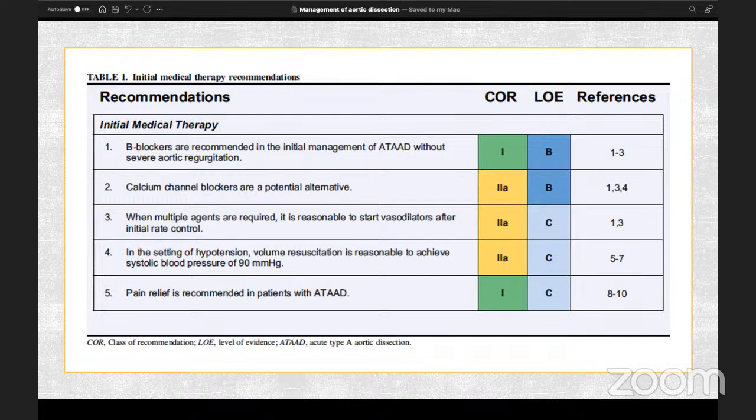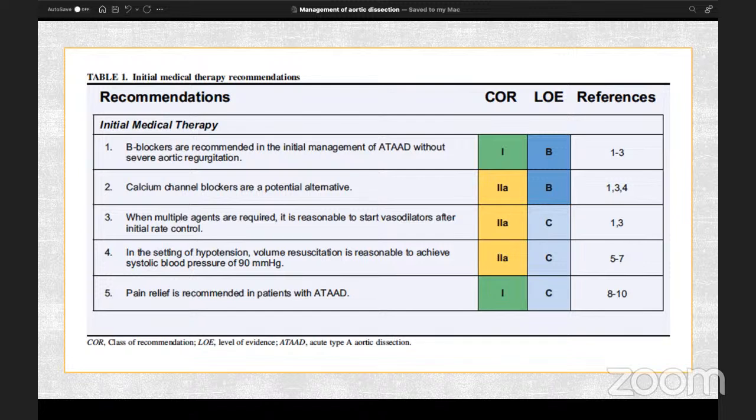You decrease the tearing over time. So you want to decrease this so you can stop the propagation. So that's the principle of anti-impulse therapy: to decrease delta P over delta T, that's ventricular contraction.